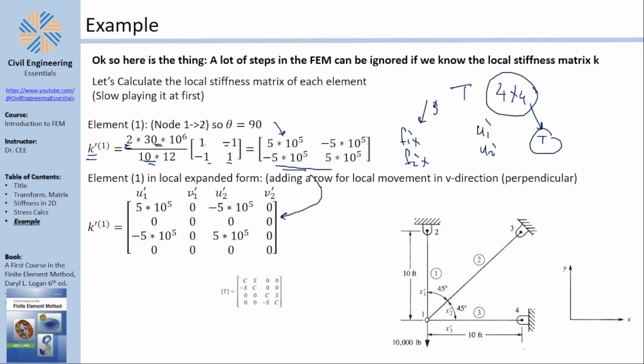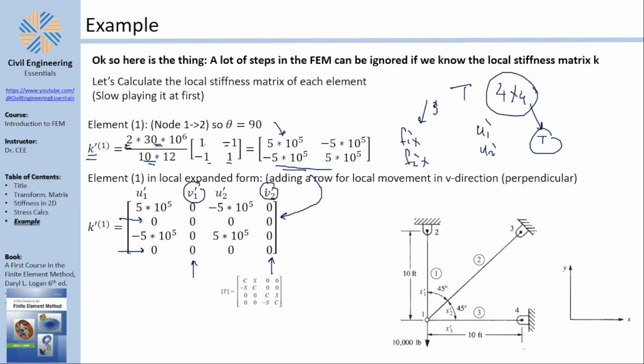How did I expand it? Well, I added V1 and V2. Now V1 and V2 are going to be added as columns and as rows. So you can see here the second row full of zeros, the fourth row full of zeros, the second column full of zeros, and the fourth column full of zeros.